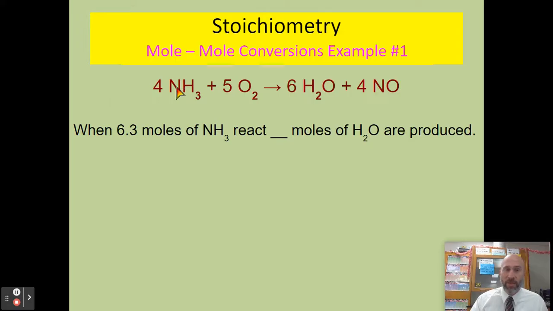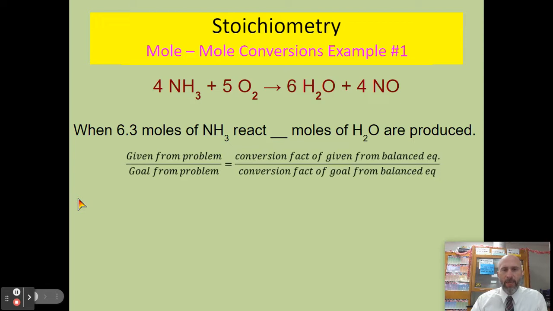This is where proportions come into play, because often you're not going to have the exact numbers that you have up here. Sometimes you're going to have numbers that are a little different. So look at this example. You've got 6.3 moles of ammonia, and we want to know how many moles of water are going to be produced. So this is where we're going to set up our proportion.